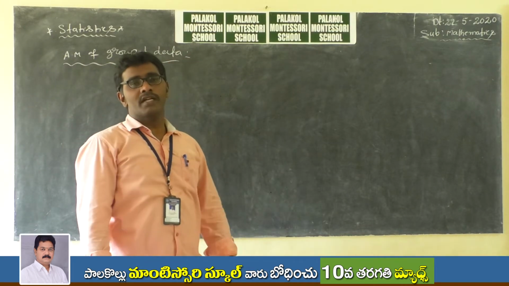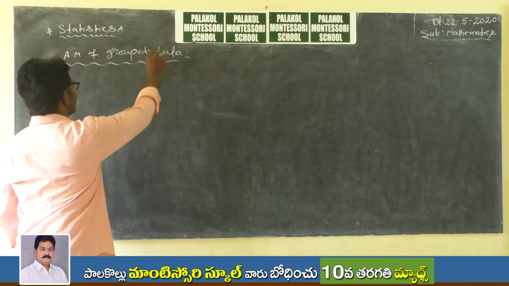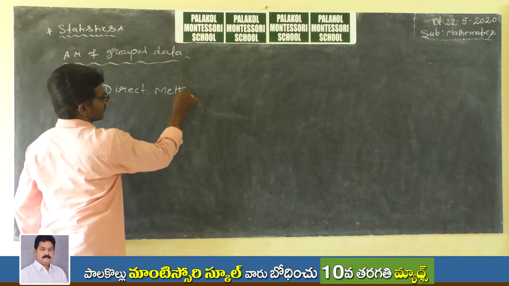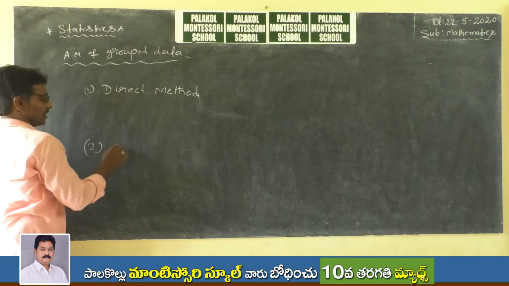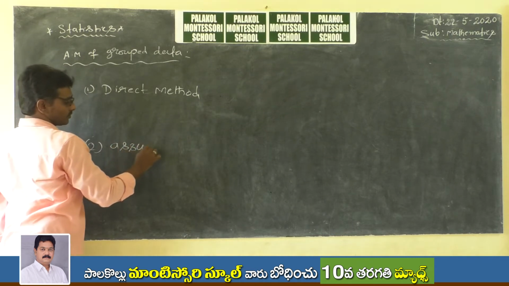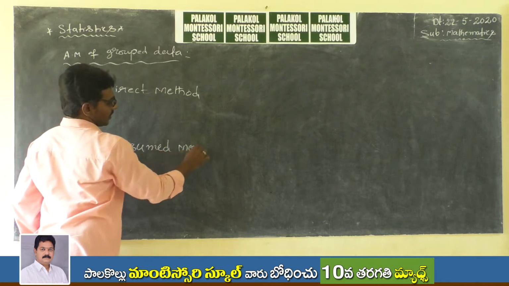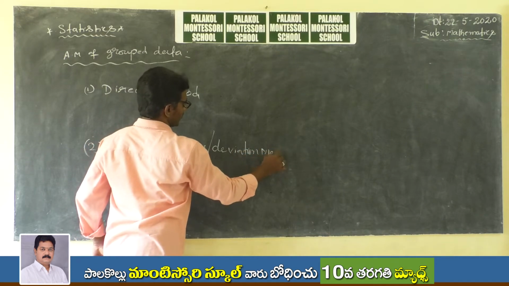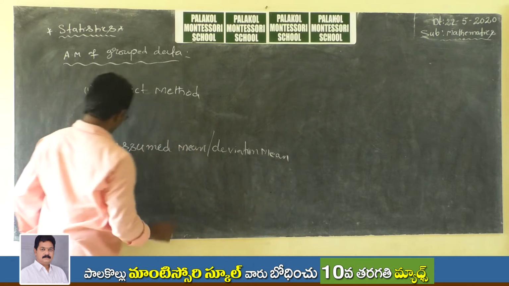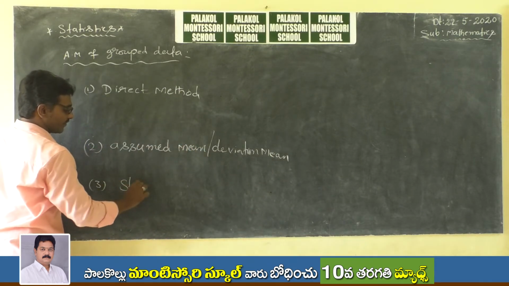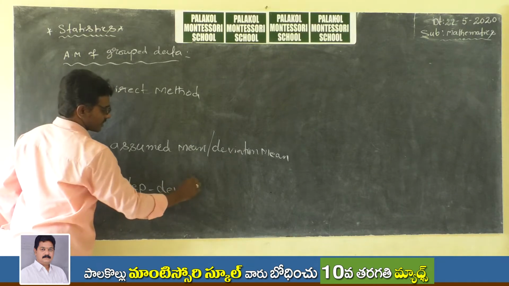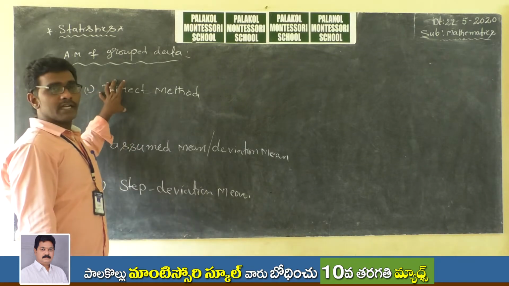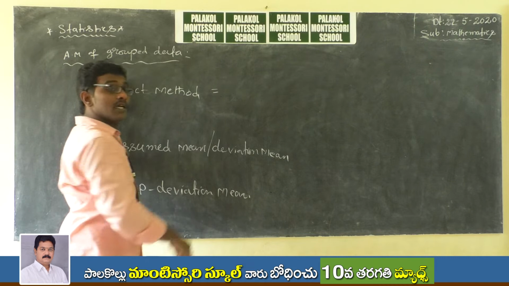In the arithmetic mean of grouped data, three methods are there. The first one is the direct method. The second one is the assumed mean method, or deviation method. And the third one is the step deviation method. The direct method has already been completed in the ungrouped data.